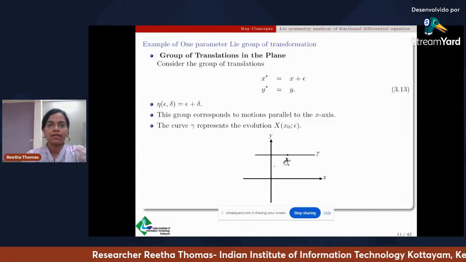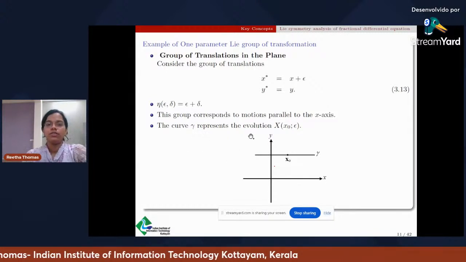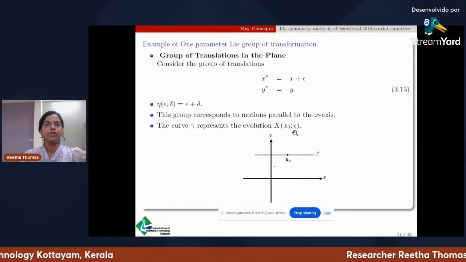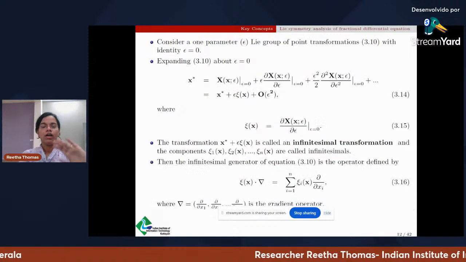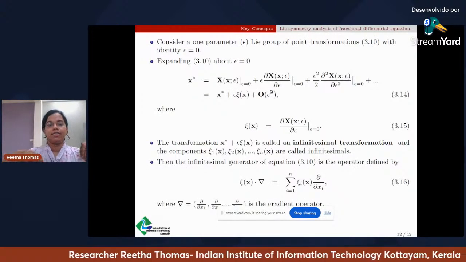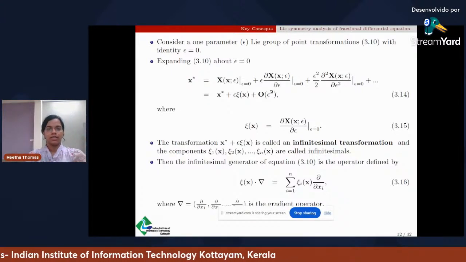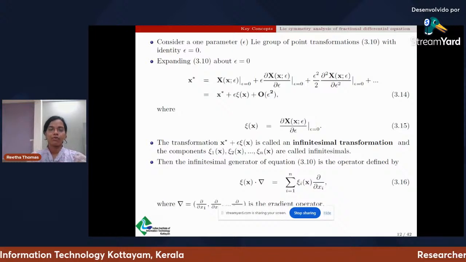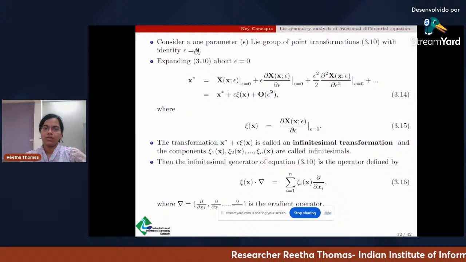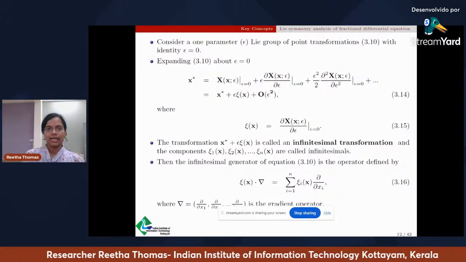And at x naught, this curve represents the evolution of x star at x naught and epsilon. This is the one parameter Lie group transformation definition. We use this concept to find the exact solution, through Lie symmetry analysis, of fractional PDEs. For that, we need some more terms to understand the concept.